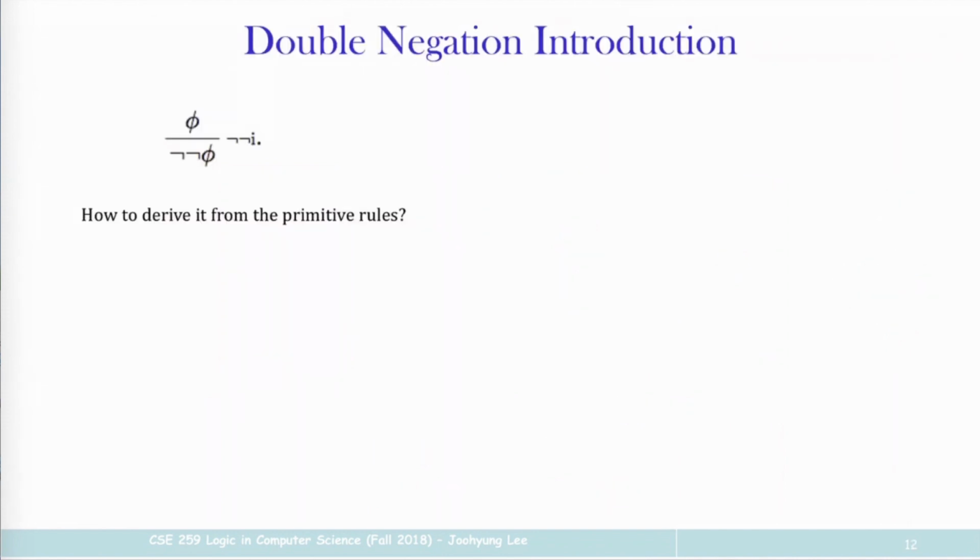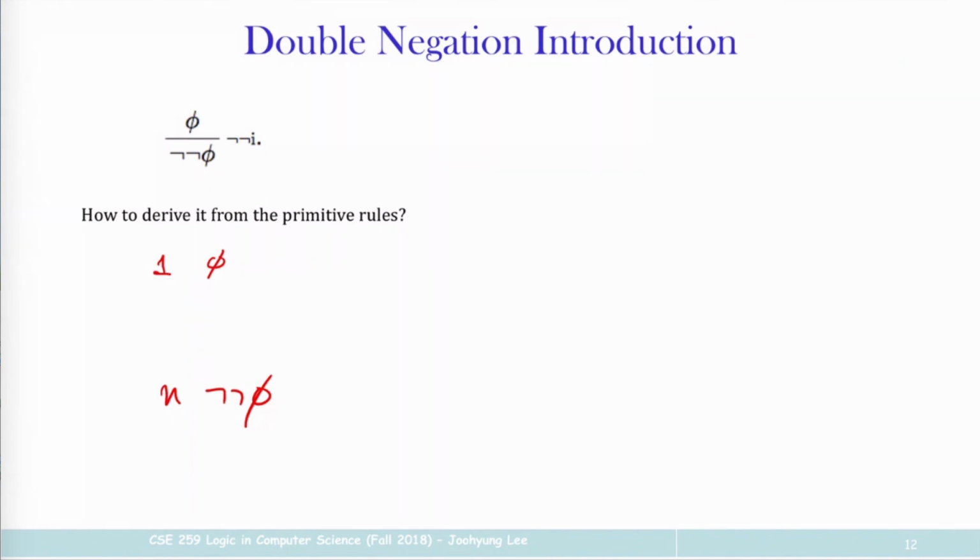The other rule, which we eliminated from the set of primitive rules, is actually not primitive. It can be derived from the other rules. Okay, so suppose we don't have this rule, but can we actually derive this double negation from the rules that we have now? So that means, can we derive double negation of phi from phi? How can we do that?